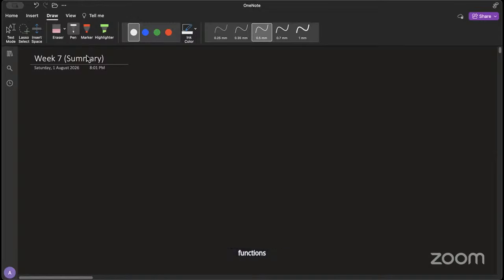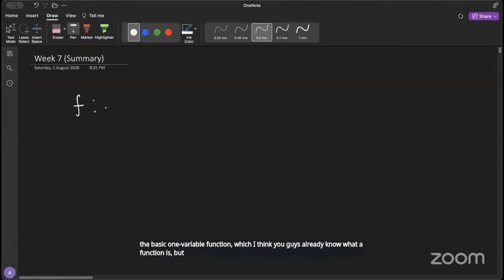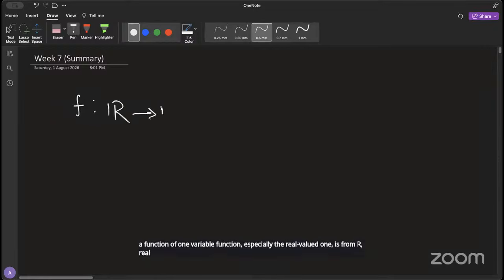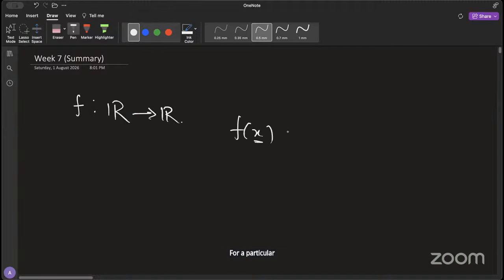Functions and the basic things there are: the functions, one variable functions, and the limit of one variable functions and sequences. So let's start with the basic one variable function, which I think you guys already know what a function is. But a one variable function, especially the real valued one, is from R to R, a function where for a particular value here, you will have a unique value. So every x here would have a unique value here, and it will be unique. So that's your function.